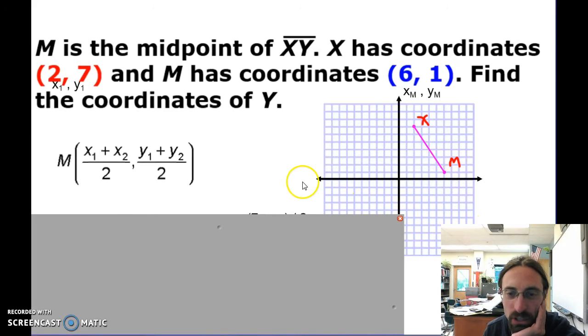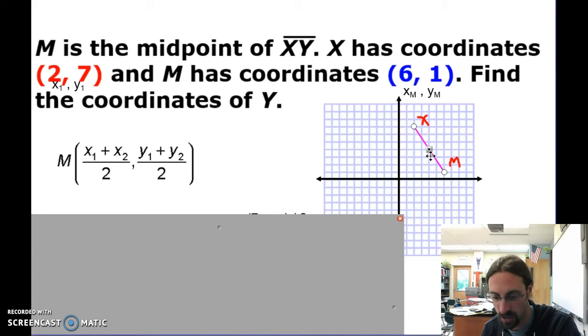All right, so here's how I'm going to set up the problem. Again, M is the midpoint. Let me label my points on the graph. Here is point X. That's coordinates of 2 and 7. And M is (6, 1). So if you think about it, if I'm only at the midpoint, let me copy this, and I'm going to paste it, right? Because really, I should end up right about there.